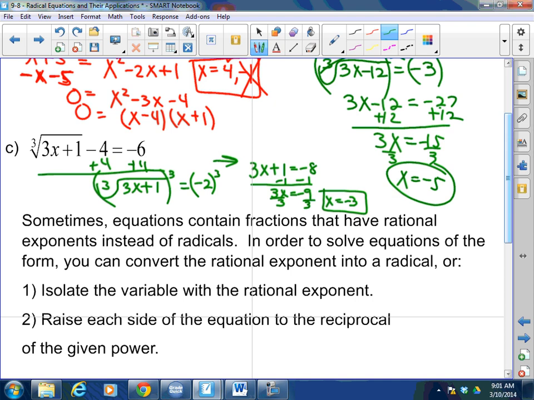And if you plug it in, negative 9 plus 1 is negative 8. Cube root of negative 8 is negative 2. Negative 2 minus 4 equals negative 6. It works. Make sense? Pretty simple? Okay.